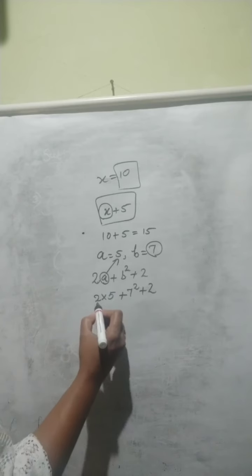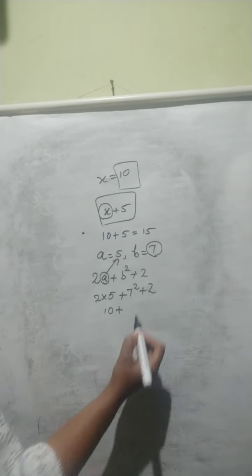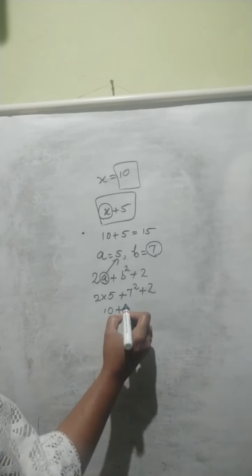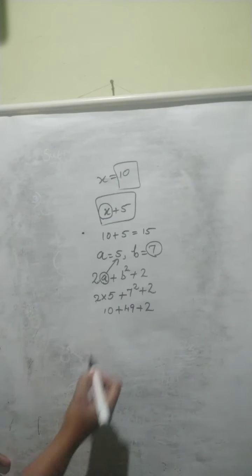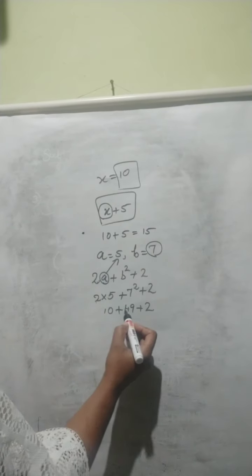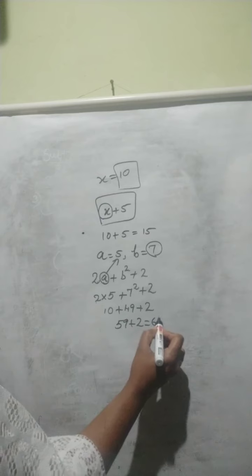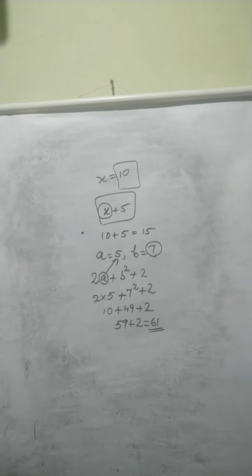Got it? Then 2 times 5, that is 10. 10 plus 7 squared. What does that mean? 7 times 7. 7 sevens are 49, plus 2. Got it? That is 10 plus 49, that is 59, plus 2, that is equal to 69. I think you got the idea of how to find it.